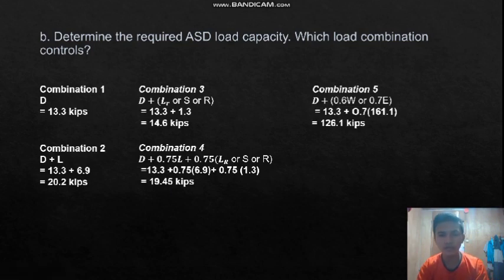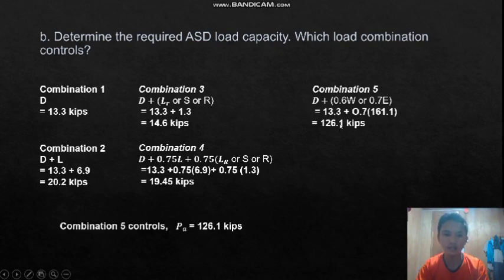For combination 5, D plus 0.6 wind load or 0.7 E. Then, substitute natin. Ang ginamit natin dito is the earthquake load, since it has the highest value. Then, we can get 126.1 kips. So, combination 5 controls since it has the highest value among the other combinations, and the required load capacity is 126.1 kips.